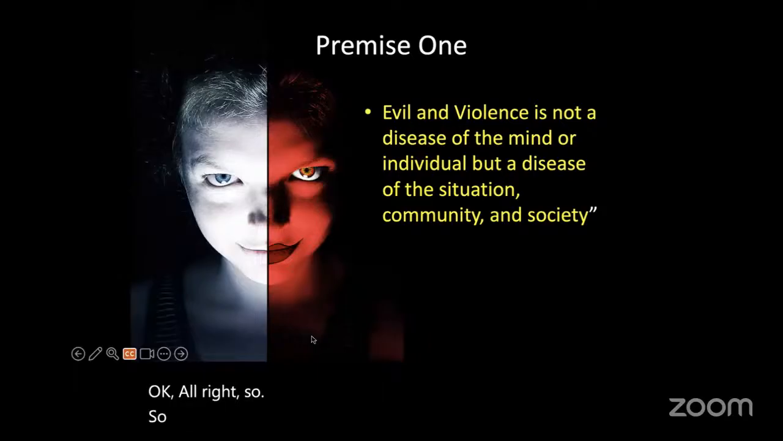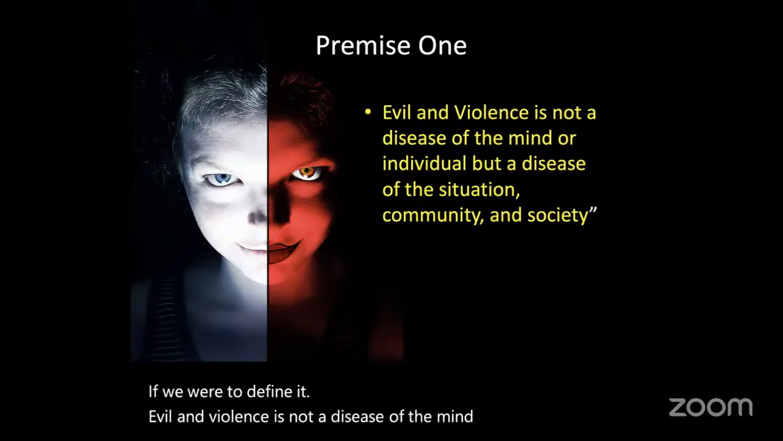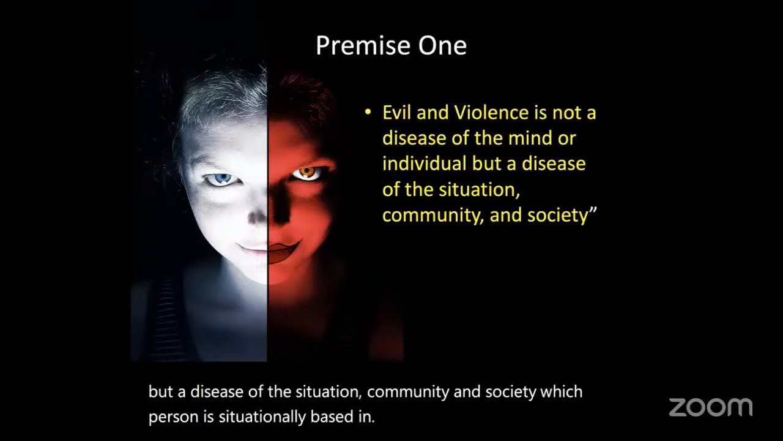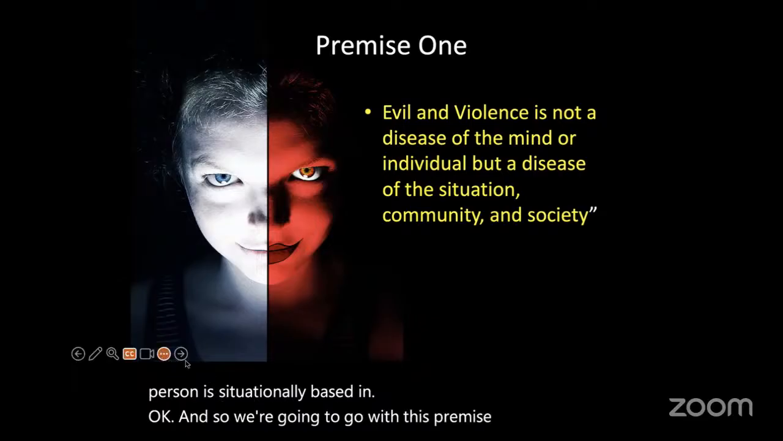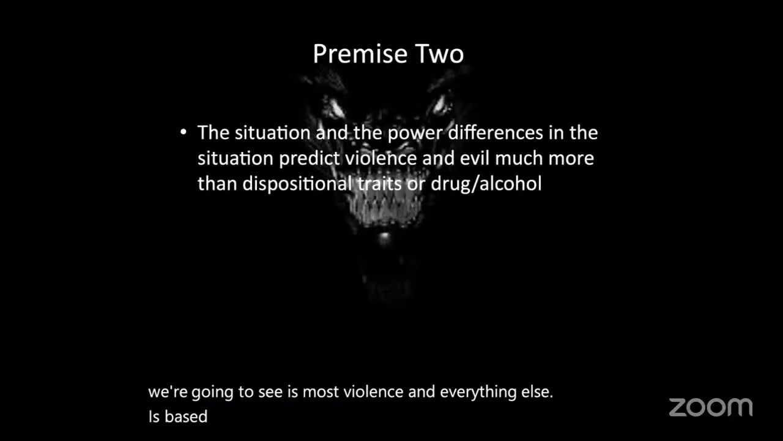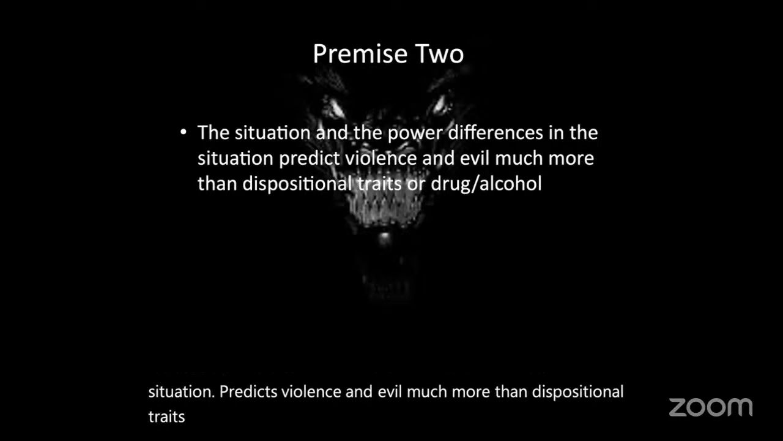So evil then, if we were to define it, evil and violence is not a disease of the mind or of individuals, but a disease of the situation, community, and society which a person is situationally based in. And so we're going to go with this premise because what we're going to see is most violence is based upon the situation, and the power difference in the situation predicts violence and evil much more than dispositional traits or drugs and alcohol.